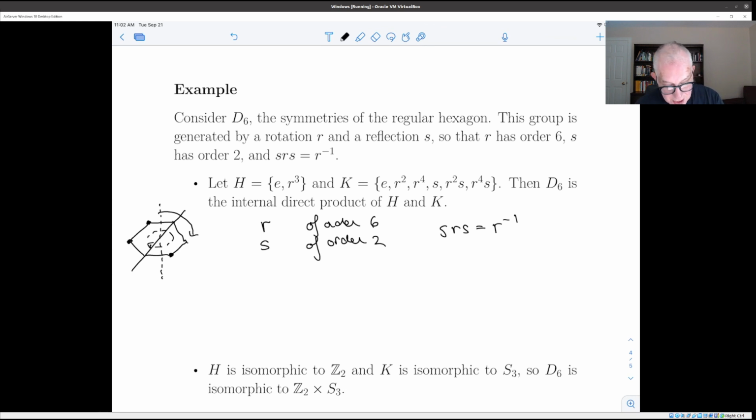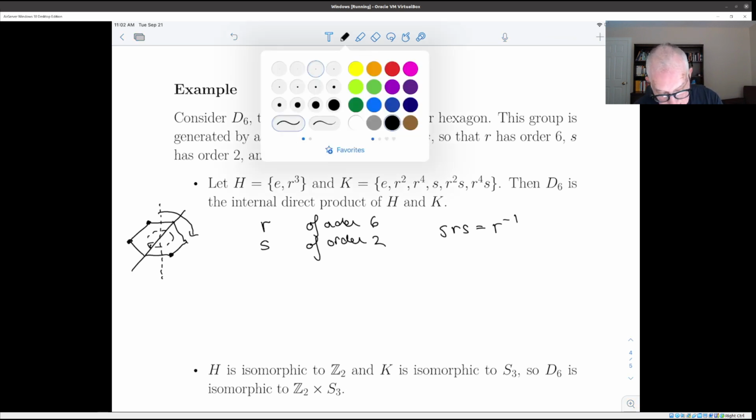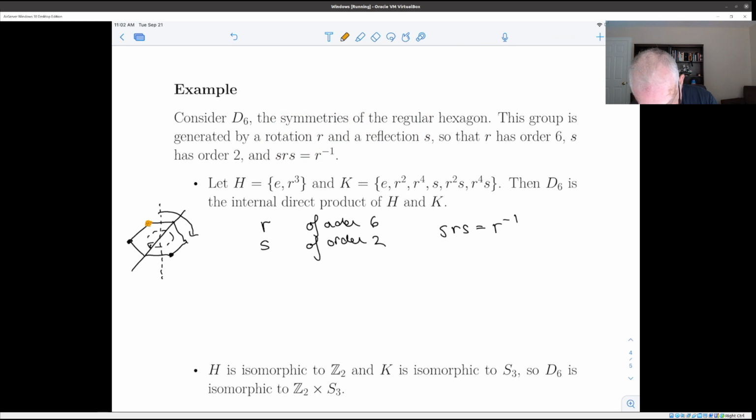So just to follow through here, as a reminder, this vertex first goes here and then here. So the net effect is this vertex goes from here to here. This vertex, when you do S, is fixed. When you do R, it goes to here. And then when you do S again, it goes to here. So this one goes to here.